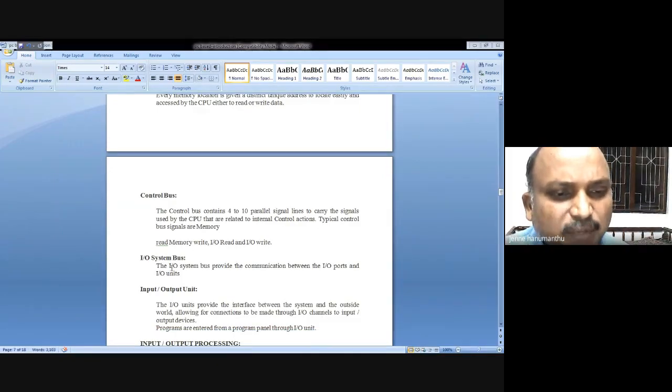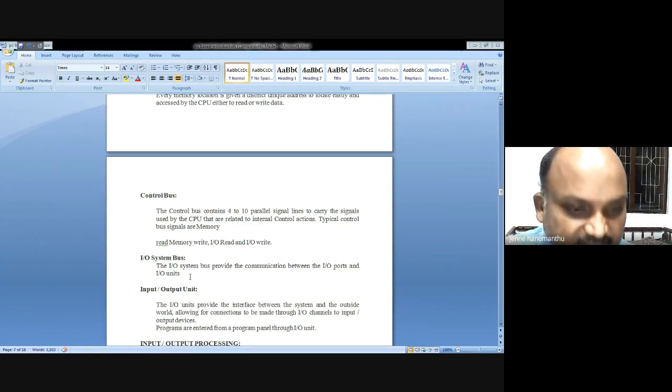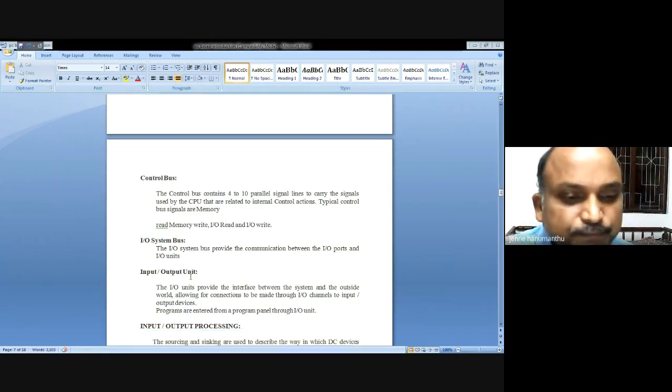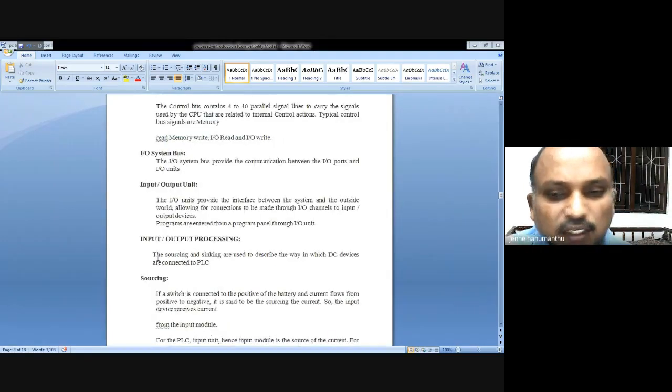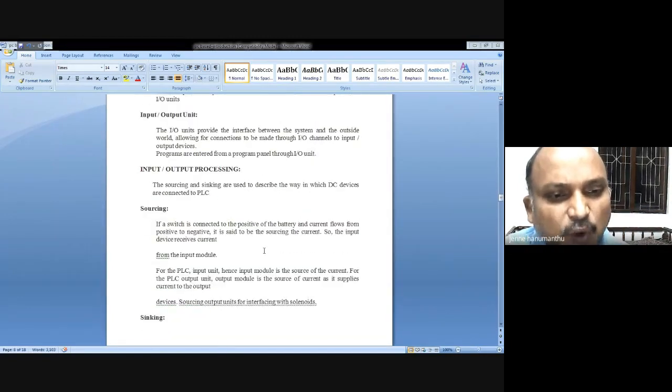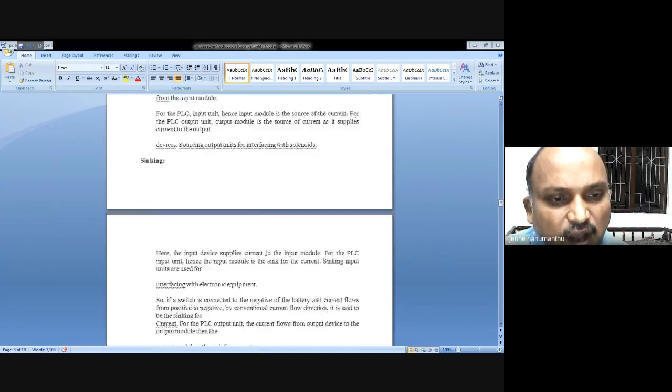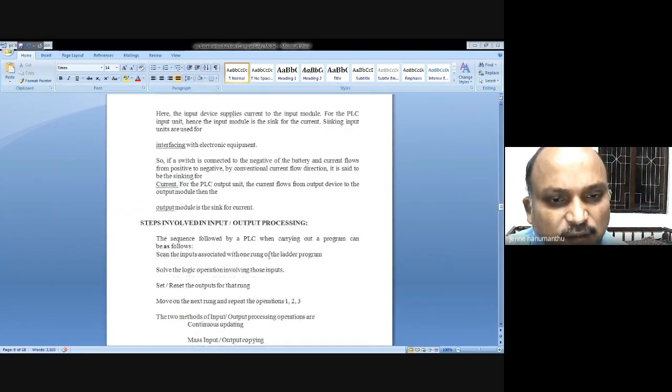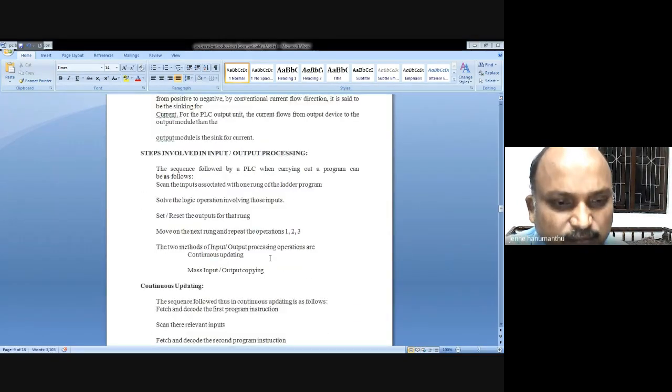And I/O system bus. Sometimes a bus is connected to the I/O system, so they are communicating with input and output devices. Okay, and input output processing, right? So we can do all these functions with this PLC because the PLC includes all this, a computer system, right?